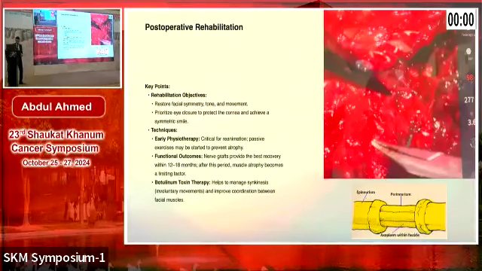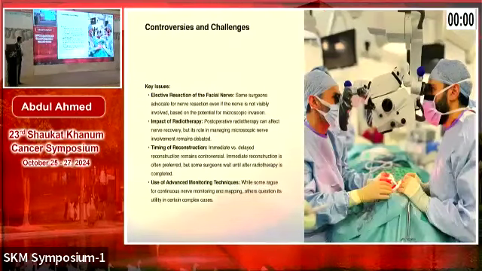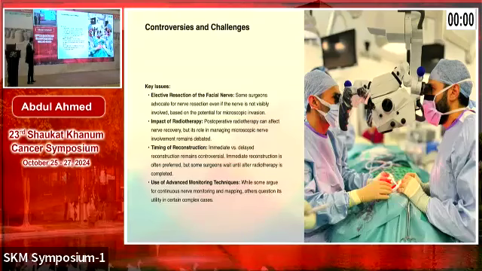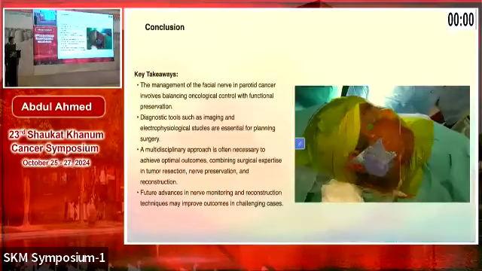All right. So some of the issues: elective resection. Some surgeons advocate removing the nerve. Some say you can leave microscopic residual tumor and then have the radiotherapy to deal with it. There's lots of arguments about when you do the reconstruction. There's lots of arguments about advanced monitoring techniques. So there's lots of debate going on in this field.